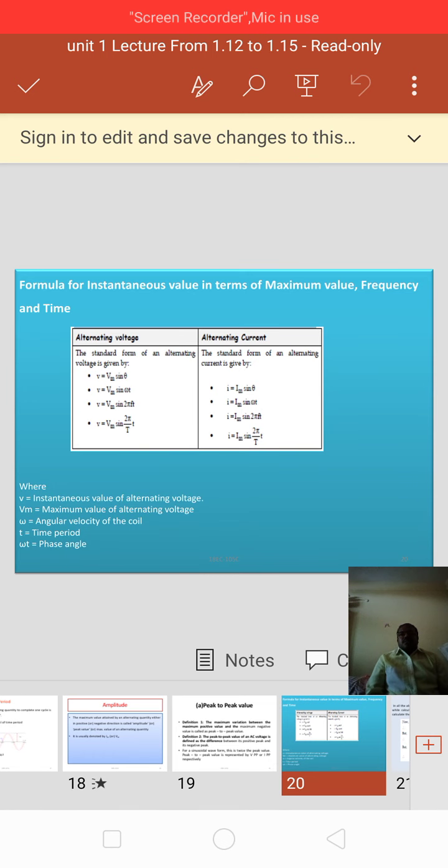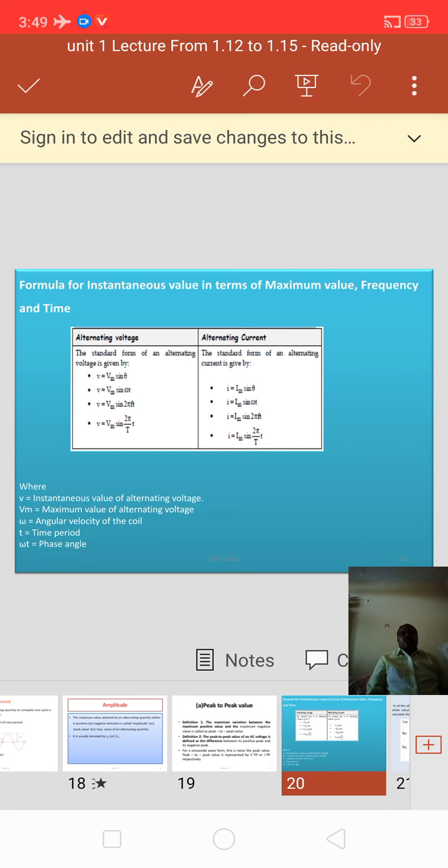Next, some of the formulas for instantaneous value in terms of maximum value, frequency and time. Generally, alternating voltage and alternating current have instantaneous values. Here, the table represents the alternating voltage concept and alternating current concept. That is, we have some formulas regarding alternating voltage and alternating current.